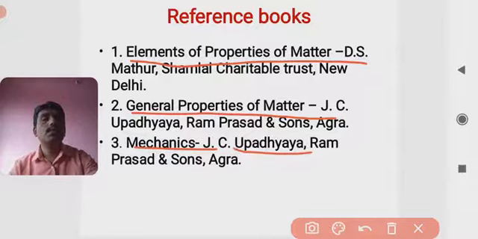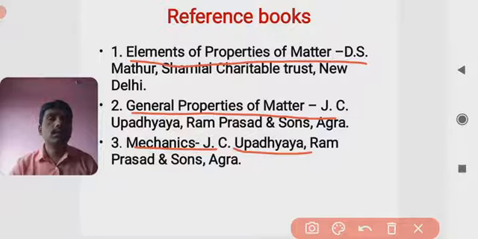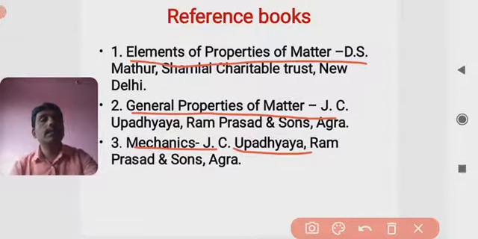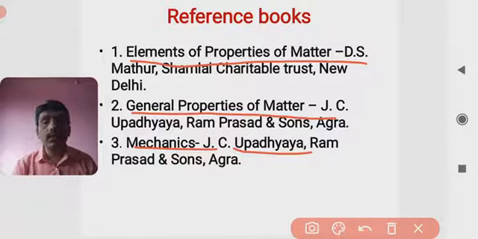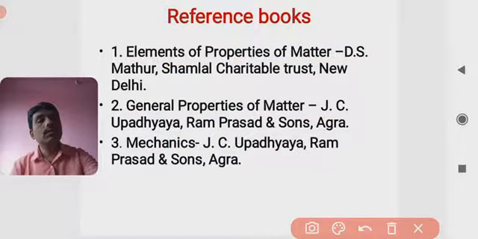This one is an older copy, from 1970 something, a single copy. This is the oldest book, and fortunately we have it in our library: J.C. Upadhyay's Mechanics. A very old book, but a very nice book. Two or three properties of the first unit, related with mechanics, we will learn through this reference book. These are the three basic authors' books for referencing. You can take them and read, and your syllabus will be covered with these three books.